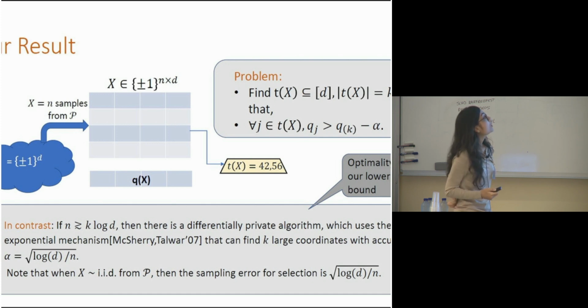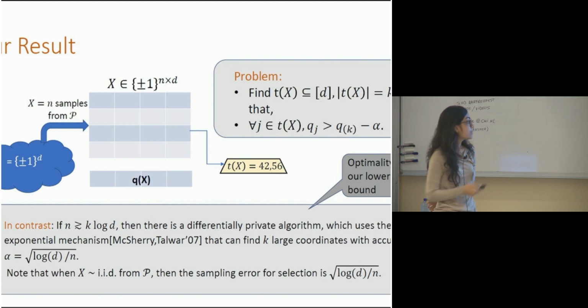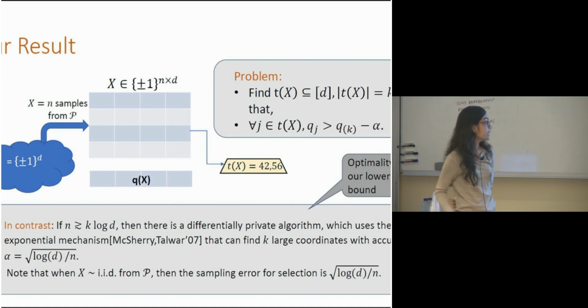Sorry. So let's go back. We showed that when the number of samples is smaller than k log D, outputting T of x with high accuracy violates privacy. This result is in fact optimal, because when the number of samples is bigger than k log D, there is a differentially private algorithm which outputs this set with high accuracy. And we are interested in this accuracy regime because this is the sampling error when X is chosen IID from the population.